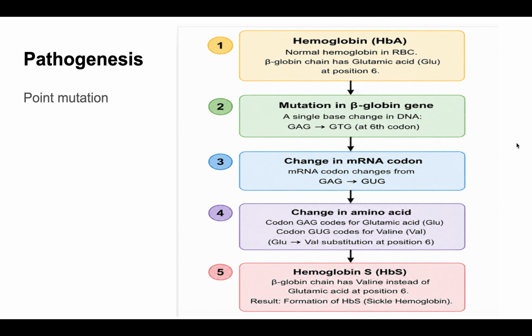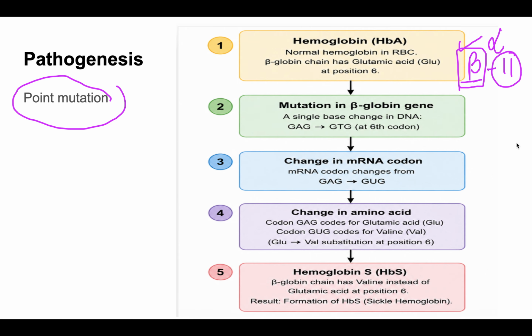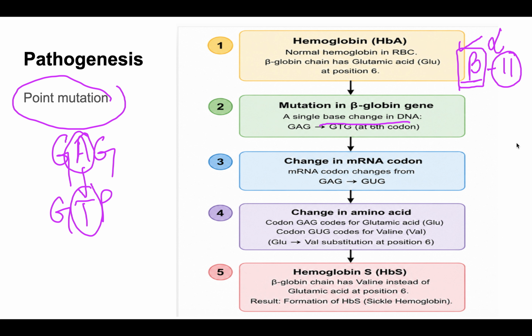Now, what is the pathogenesis of sickle cell anemia? Firstly, the mutation is a point mutation. In a person with normal hemoglobin A, there is an alpha chain and a beta chain present. This beta chain is present on chromosome number 11. Here there is a point mutation, a change of a single base. The single base changes from GAG to GTG, that is, adenine is replaced by thymine. So this change takes place.